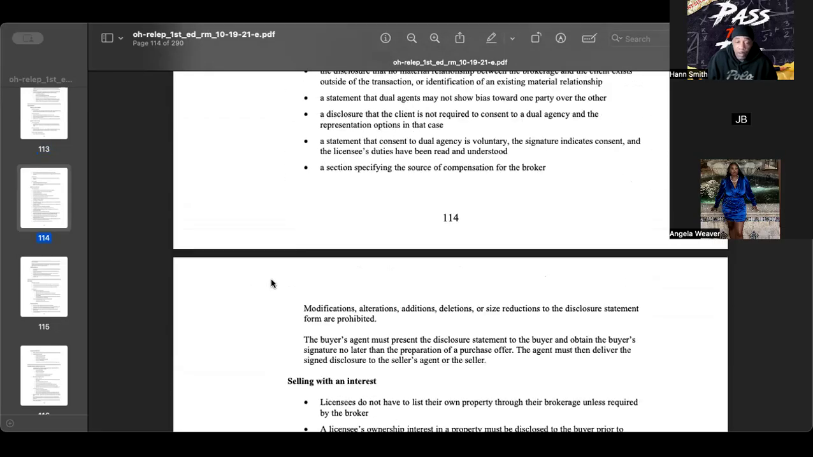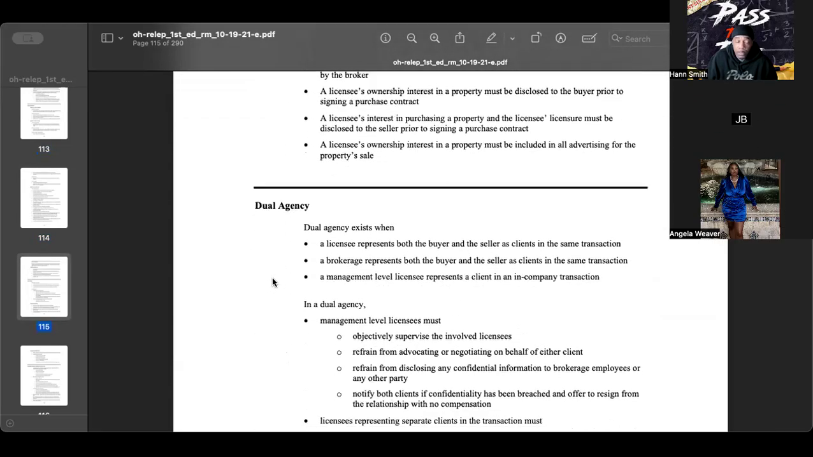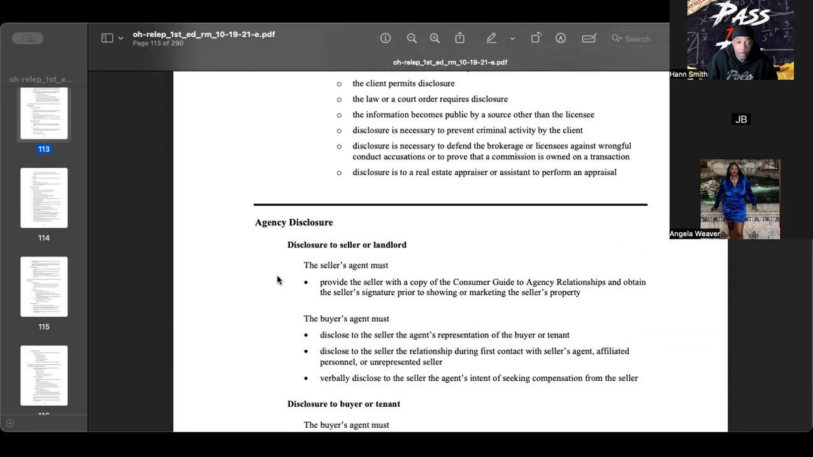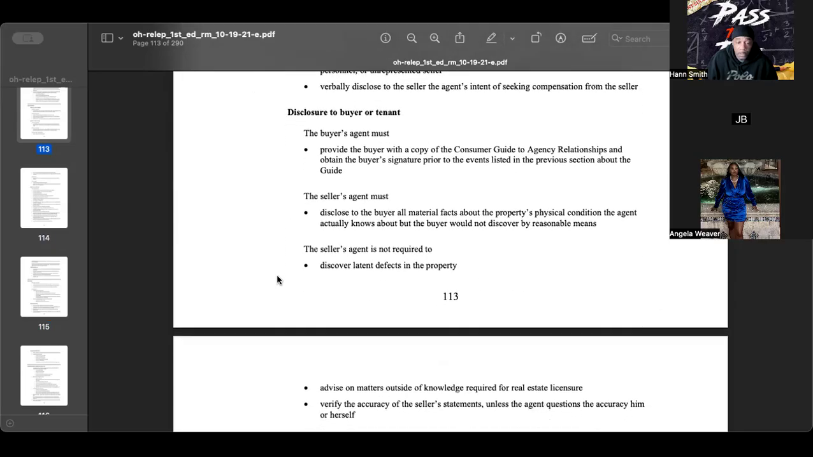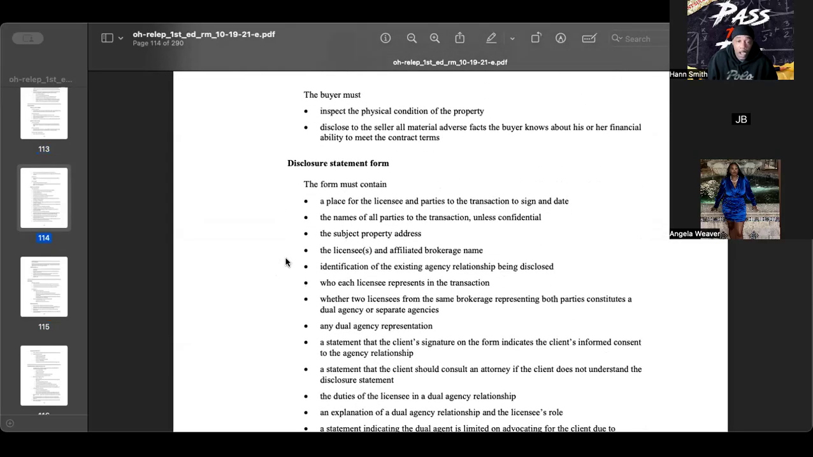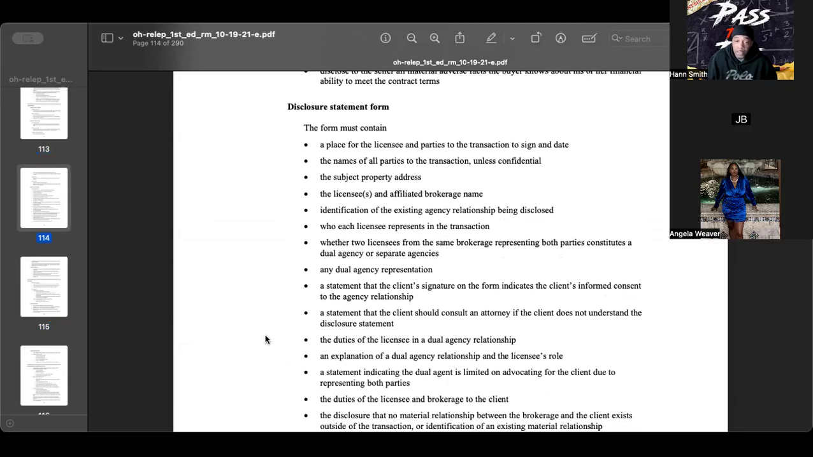So let me skip this part right here. I'm going to go down here. No, let me do this. All right, now this is the disclosure statement form. So let me tell you what this means. The consumer guide to agency relationship is you telling your client what you're going to do for them as you're working through it.